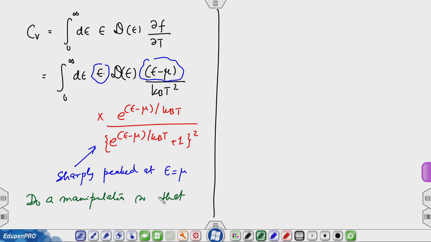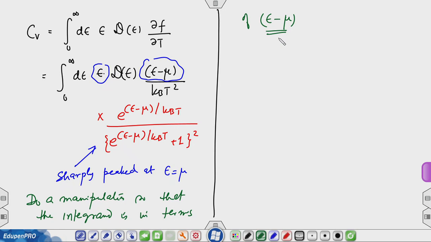So what I like to do is a manipulation so that the integrand is in terms of epsilon minus mu. If everything is in terms of epsilon minus mu, then the integral becomes quite easy. Now there are different ways of doing it. Mermin does it using something called the Sommerfeld expansion. Kittel does it in another way. I'm going to do it in another way, and they are all linked. Some steps are very similar.